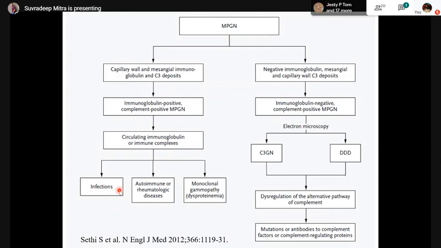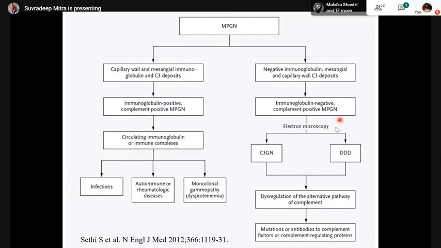Number one, infections like hepatitis C, which is one of the commonest infections causing MPGN pattern. The second is autoimmune disease or rheumatologic diseases. Of course, SLE is the classical example. Rheumatoid arthritis is a classical example. Cryoglobulinemia is a classical example of such a pattern. The third one is monoclonal gammopathy, or dysproteinemia, or paraproteinemia associated MPGN, right?